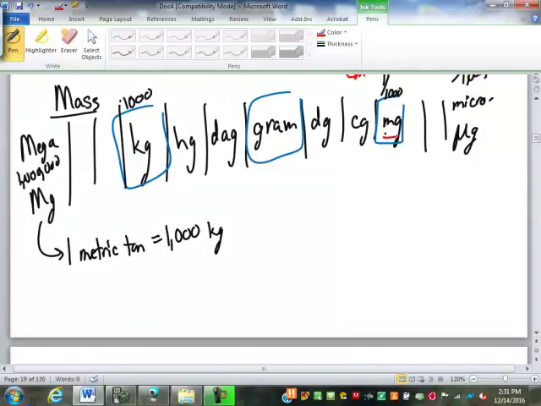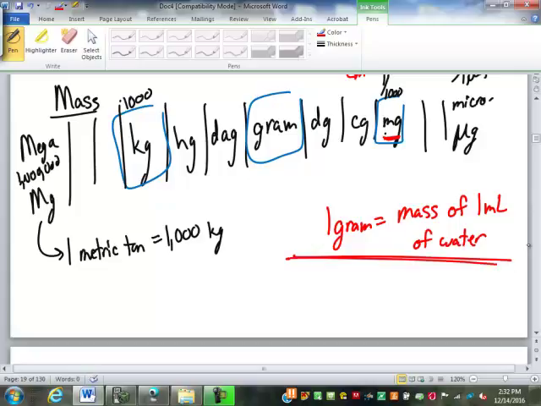A gram, we said, was about the mass of a large paperclip. The gram was defined to be the mass of 1 milliliter of water. So there's a very quick conversion between mass and capacity and length in the metric system.